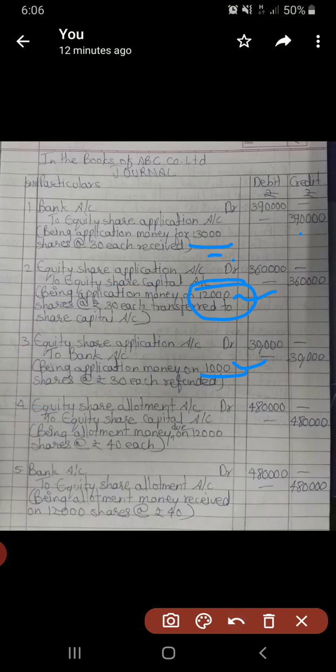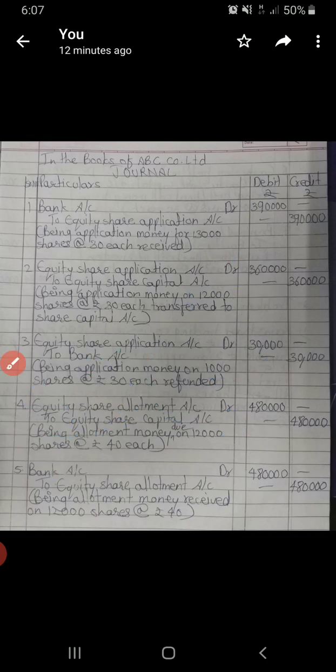How to calculate? This is the due entry. Being allotment money due on 12,000 shares at a rate of 40 each. If you multiply 12,000 by 40, the answer will come 4,80,000. Now this amount you have to transfer to bank account. We are receiving in bank, that is bank account to equity share allotment account, same amount. Being allotment money received on 12,000 shares at a rate of rupees 40 each.